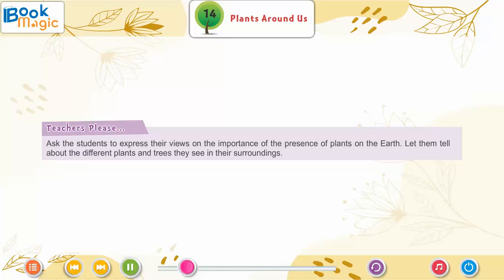Teachers, please ask the students to express their views on the importance of the presence of plants on the earth. Let them tell about the different plants and trees they see in their surroundings.